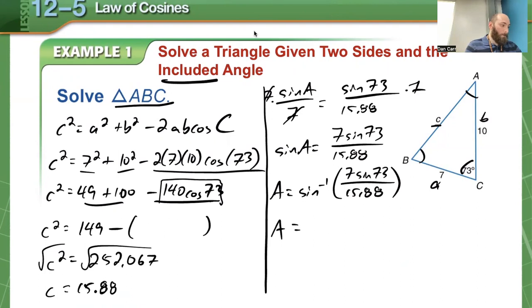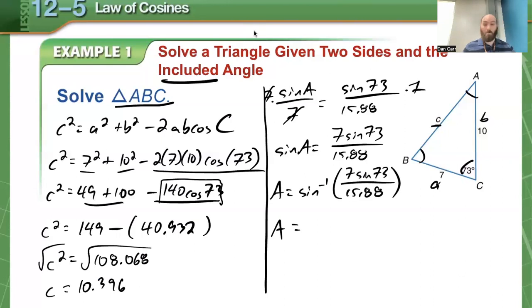It's actually 149 minus, if I do the 140 times cosine 73, I'll come out to 40.932. So that means when I subtract this, so I've got 149 minus that number, I get 108.068. And then when I square root that, I get 10.39396, we'll say 396 for now. Okay, so process is good, but I had the wrong mode.